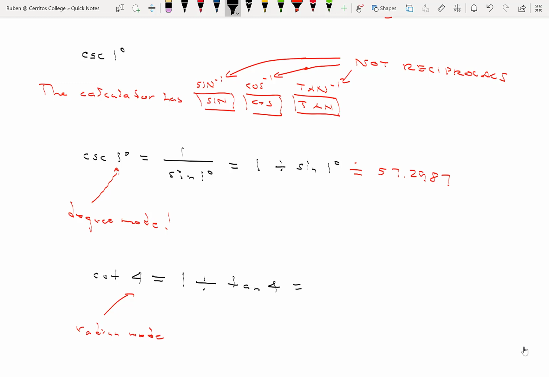I'm lagging a little behind in my calculator, so I gotta change it to radians. So 1 divided by tangent 4, close parentheses, is about 0.8637 to 4 decimal places. So this is approximately 0.8637.